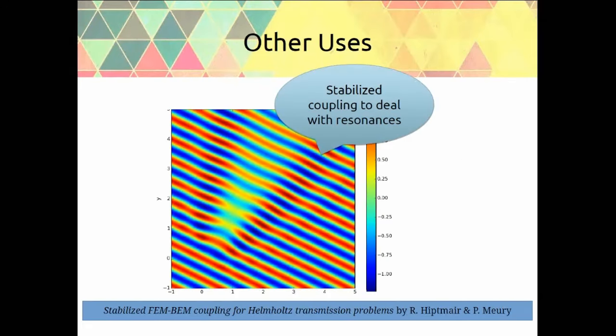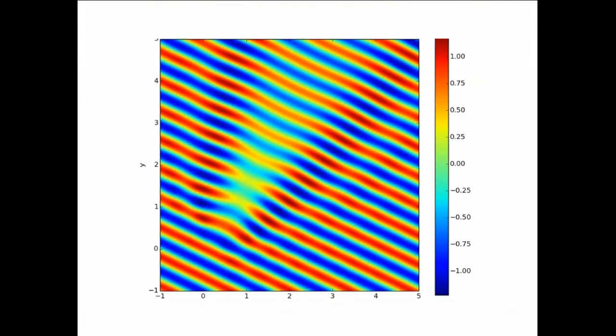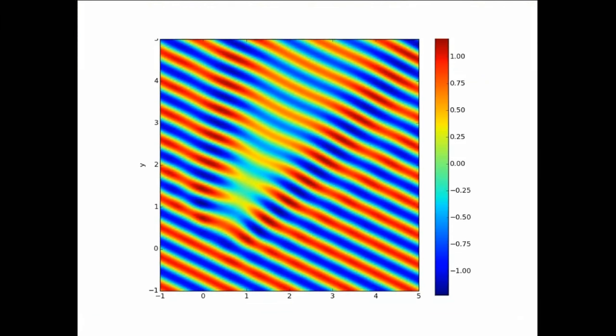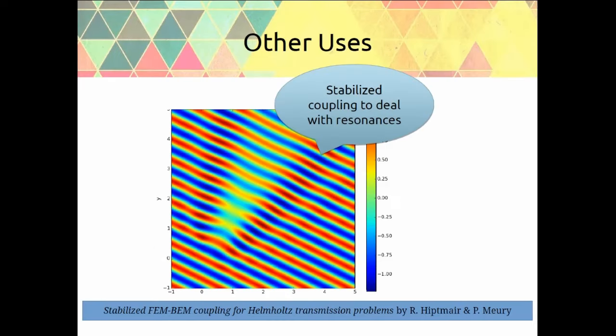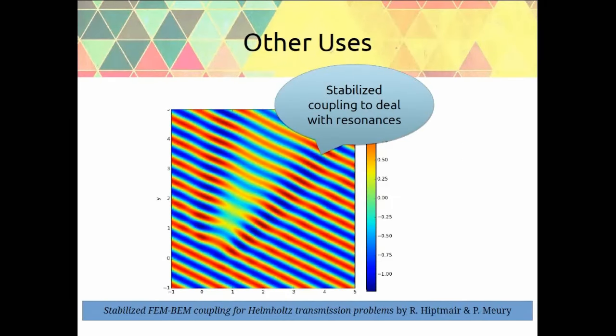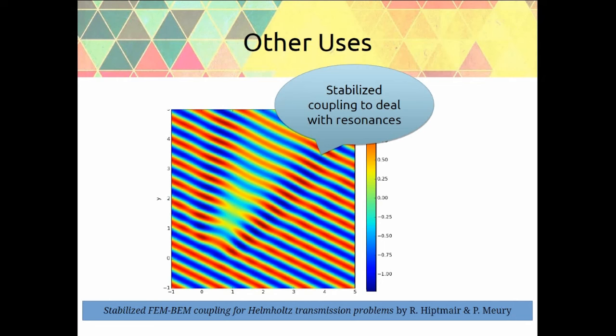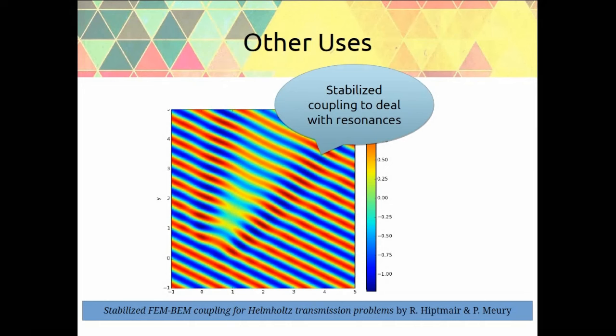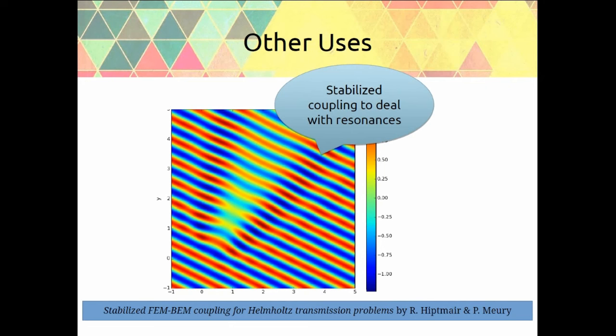So I've got a little bit of time left, so I'm going to talk about a few other uses and other things we're working on with FEM-BEM coupling. So the first thing I've been working on recently is that now that we've got these nice, easy functions in BEM++, we can look at different formulations. So we've been looking at, Hiptmair and Meury did this stabilized coupling to deal with resonances. It's the same picture because I haven't got it working yet. But hopefully it's only a few lines of adapting code away from getting these different stabilized versions of coupling working.